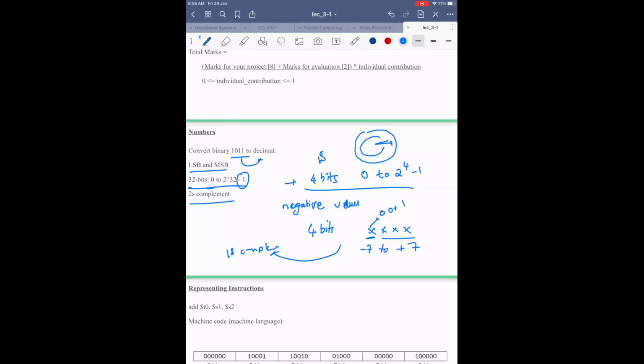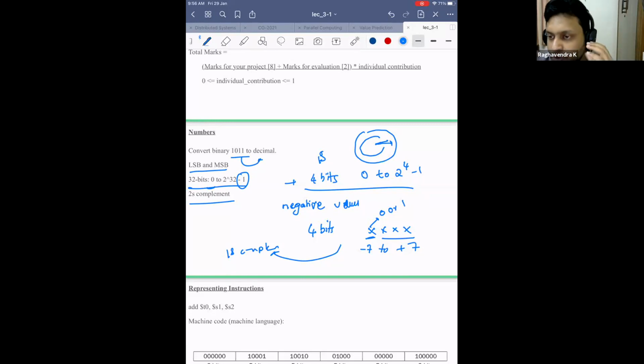Okay, is this taught to you or not? Yes, sir. We did addition subtraction with 2's complement. Yeah, so if I take 2 values in 1's complement and add, if I get an overflow, if I get a carry out, what will happen?